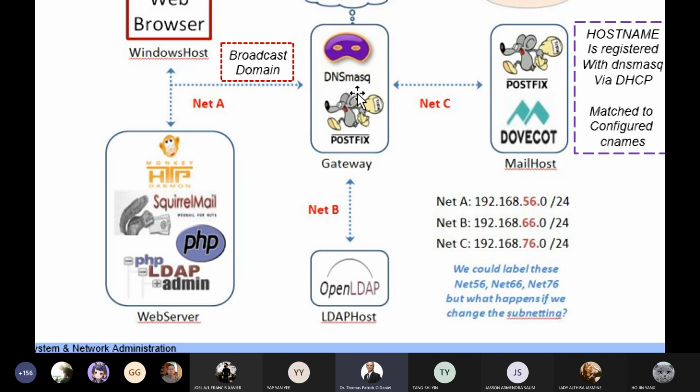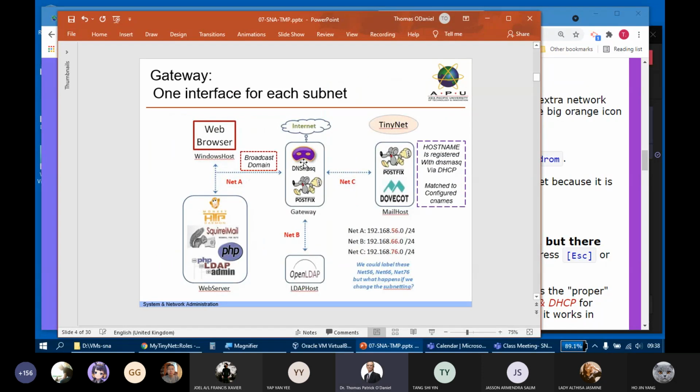And in the DNS mask configuration files to define the pool of IP addresses, these are given names. Again, names versus numbers. These are given names, and 56 called net A, net B, subnet 66, and net C, subnet 76. We're going to be seeing a lot of that as time goes on.